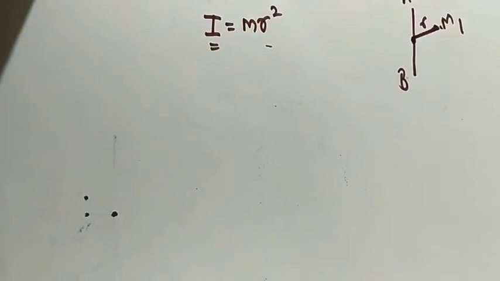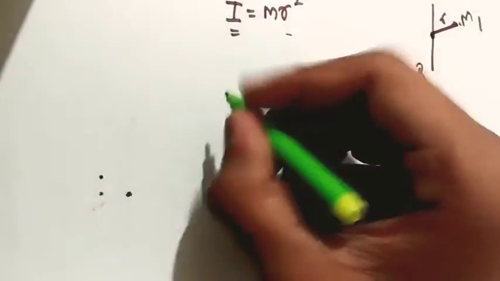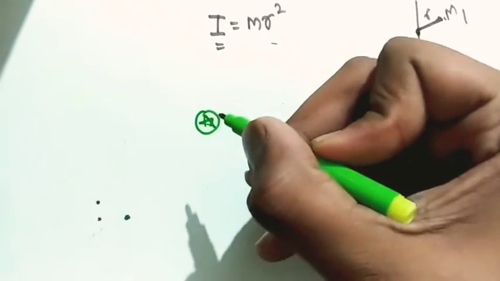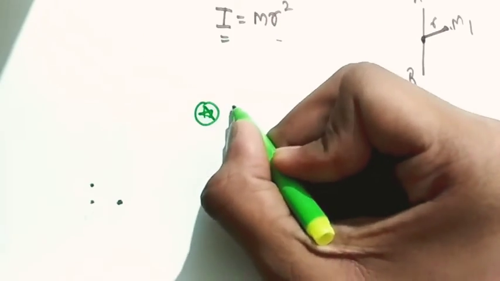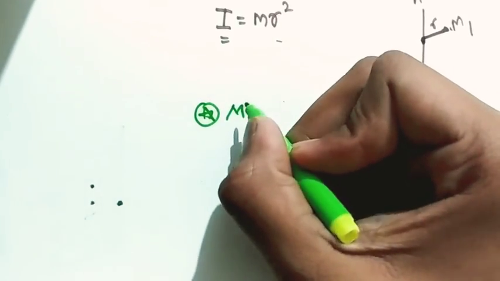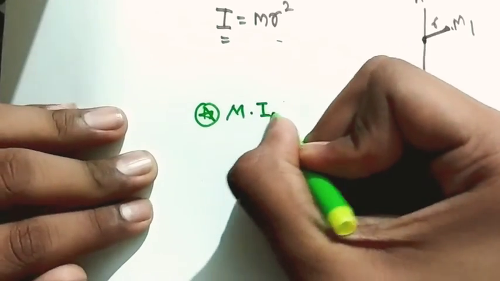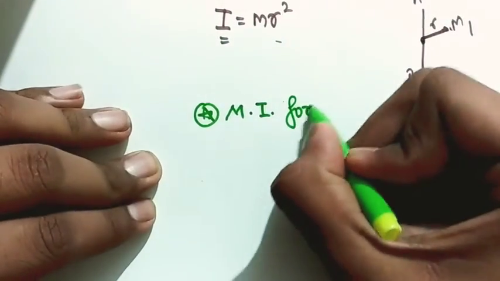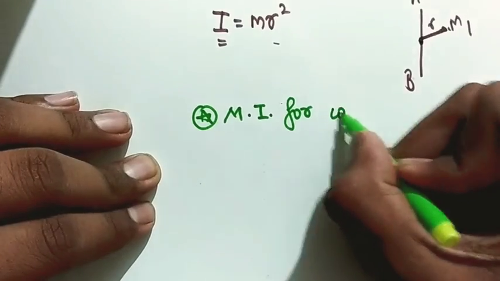So we are going to see this moment of inertia for continuous mass. So let's headline it: Moment of inertia, short form MI, for continuous mass.